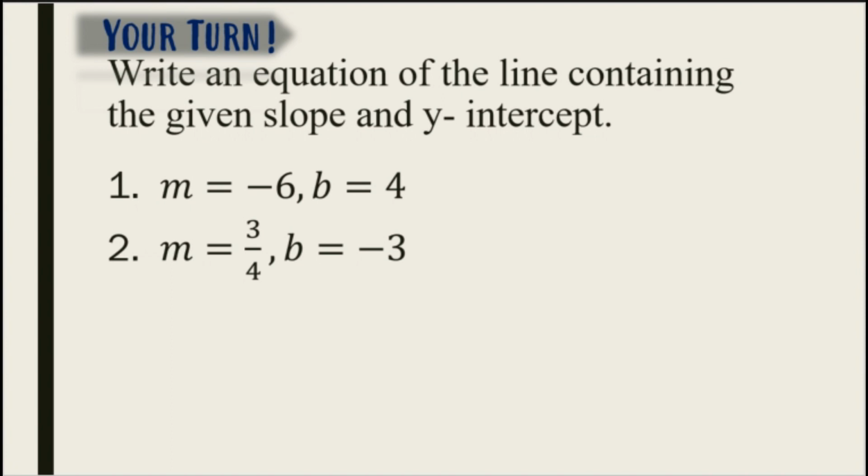Let's check your answers. For number 1, the equation of the line if the slope is -6 and the y-intercept is equal to 4, the equation is y equals -6x plus 4. And for number 2, if the slope is 3/4 and the y-intercept is -3, the equation of the line is y equals 3/4x minus 3.